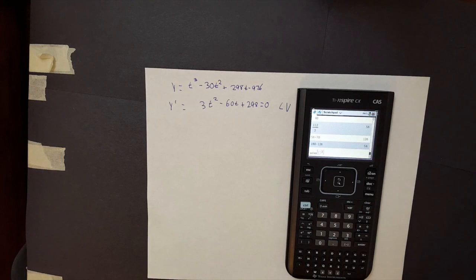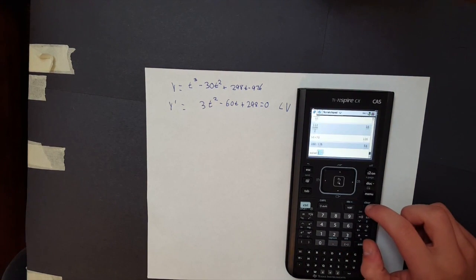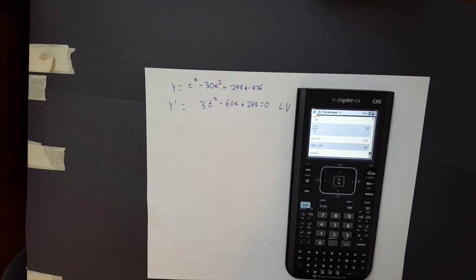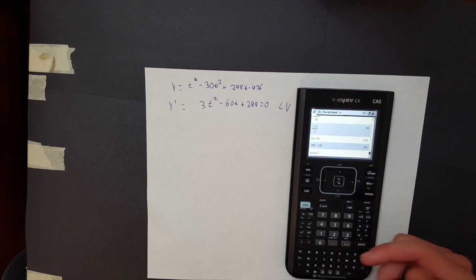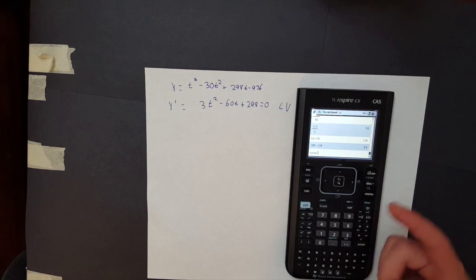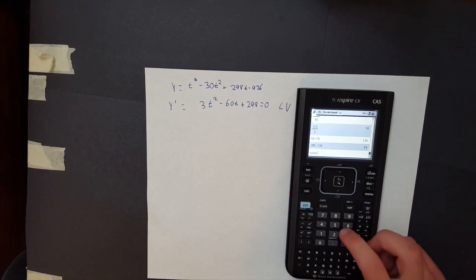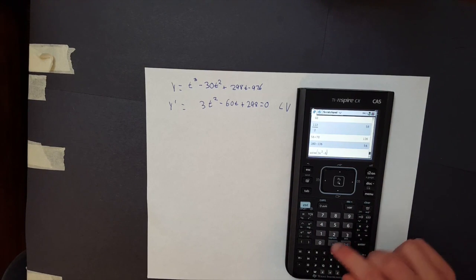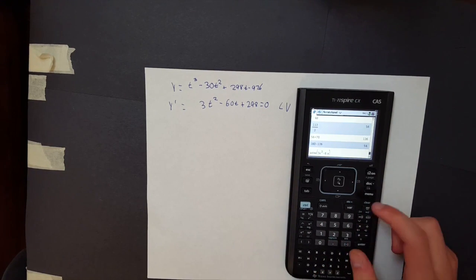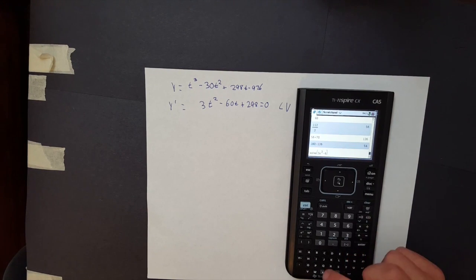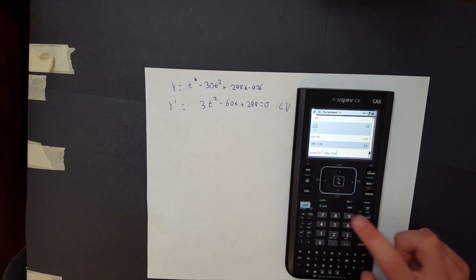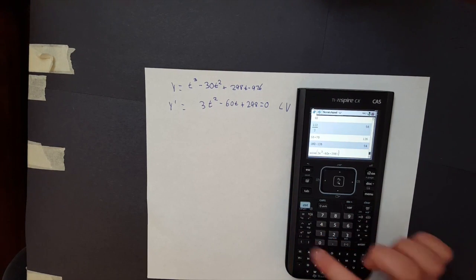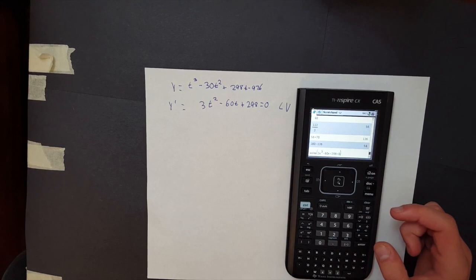Okay, so how do we find the critical value? So we set the derivative equal to 0. So now to solve that in our calculator, we're going to go solve. We're going to do it in terms of x, because in terms of t, your calculator doesn't care what you do it in as long as you put it in terms of that variable. So we'll go 3x squared minus 60x plus 298 equals 0.